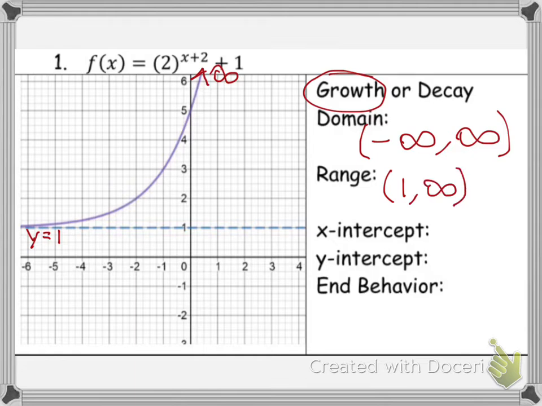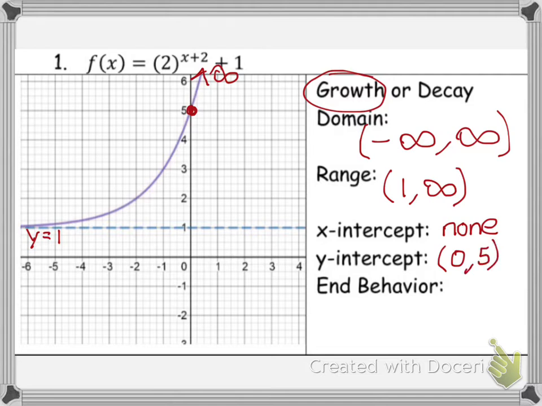My x-intercept, well, looking at the x-axis, nothing crosses it, so I don't have an x-intercept. For my y-intercept, looking at the y-axis, I can see it crosses over here at the point 5. So my y-intercept will be (0, 5).